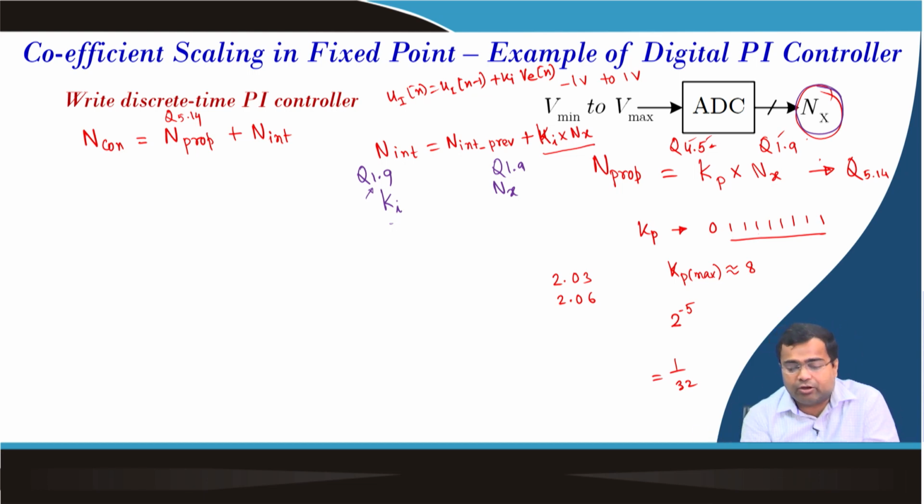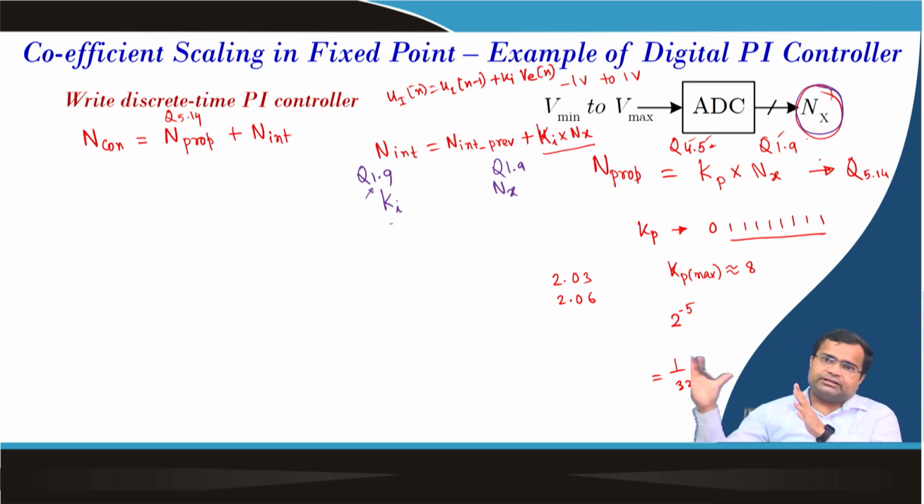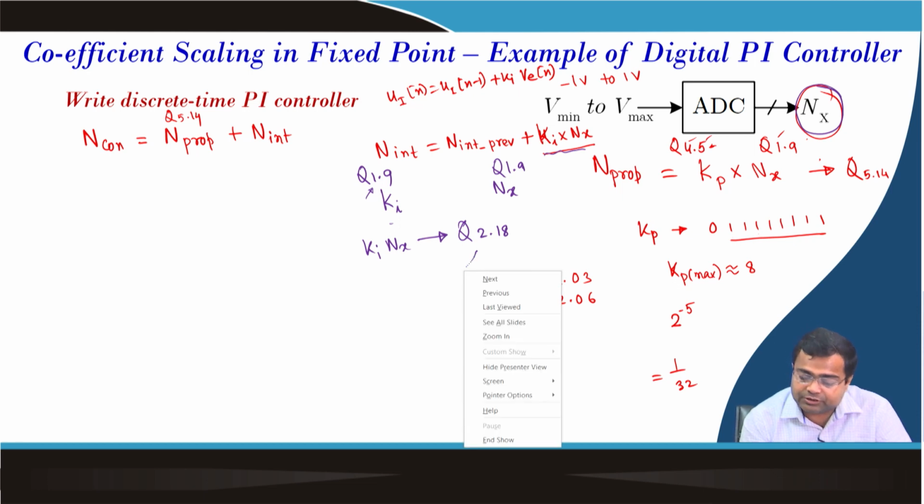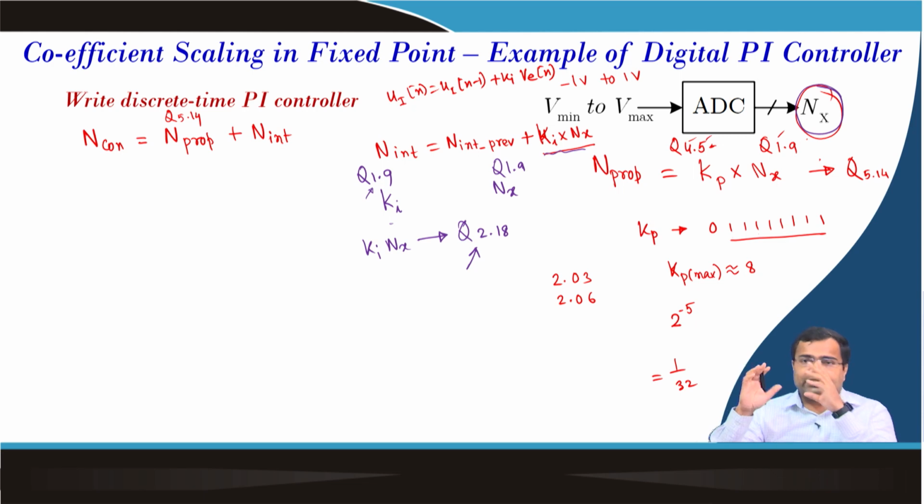What can the minimum be? This Ki will be a fractional number, so you have to give sufficient resolution on the right side. But after this multiplication of Ki into Nx, we get a resolution of Q2.18. First of all, we need to resize, because there is an extra MSB here, an extra sign bit. We need to resize this, so this resizing is needed.